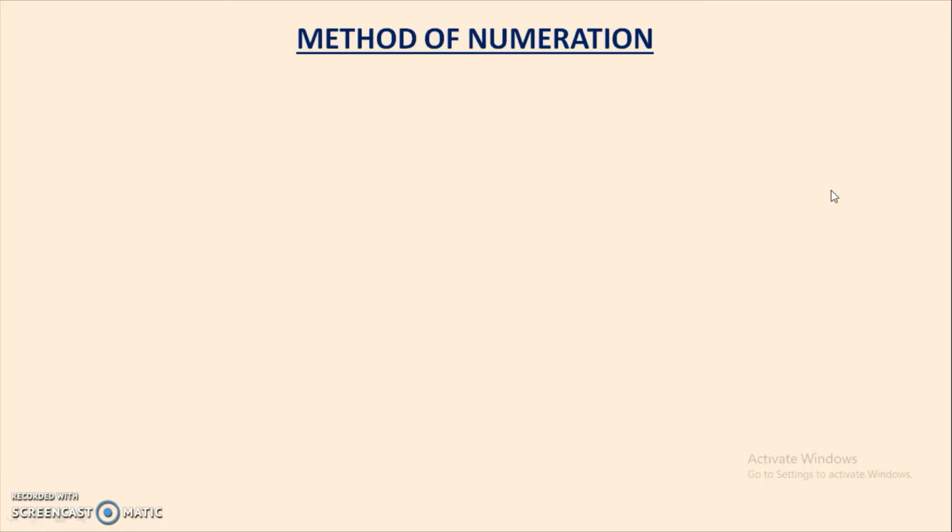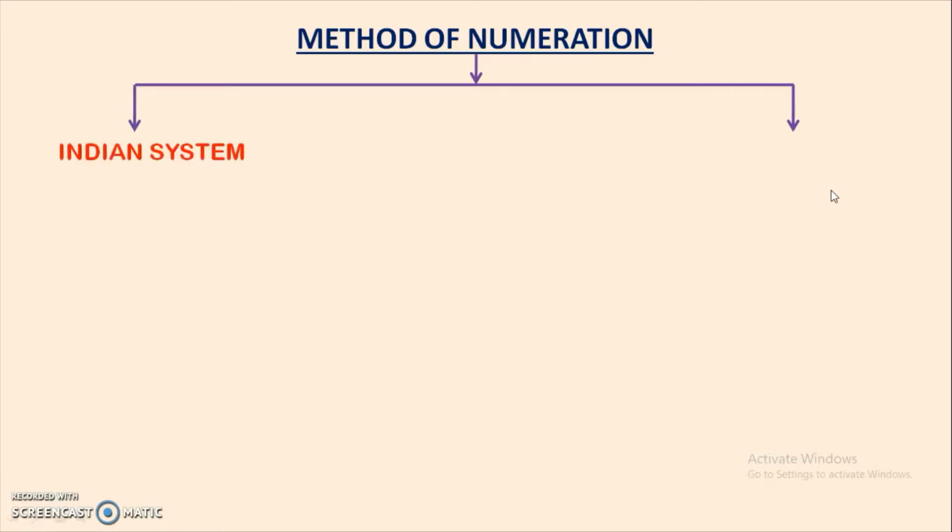Hello students, in this video we are going to discuss the method of numeration. This method of numeration is of two types. The first one is the Indian system and the other one is the international system.